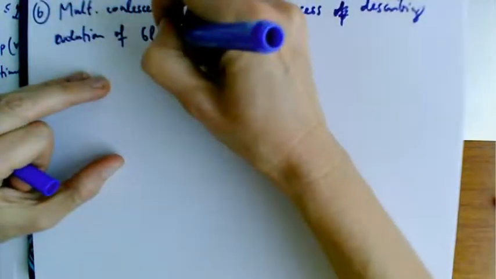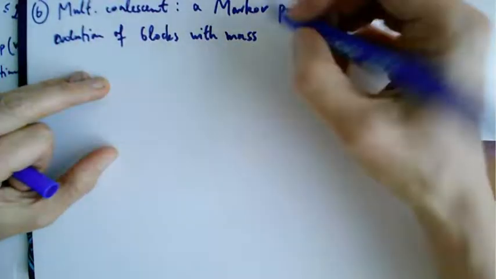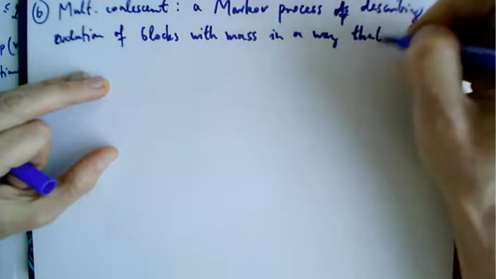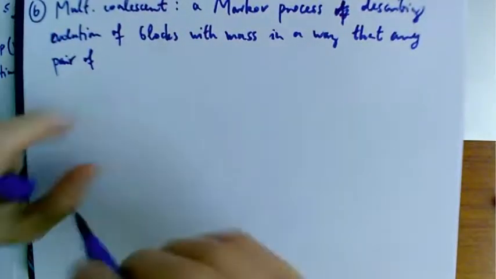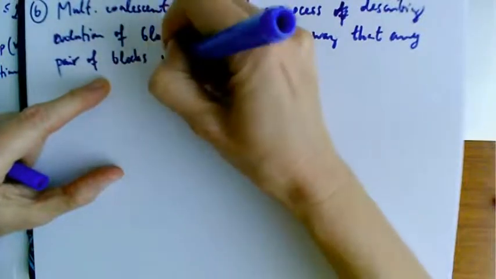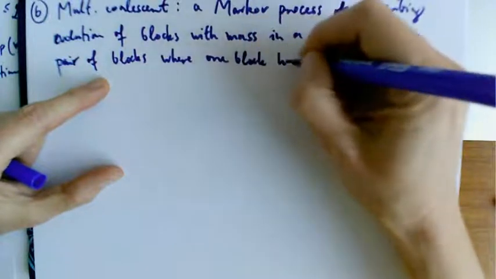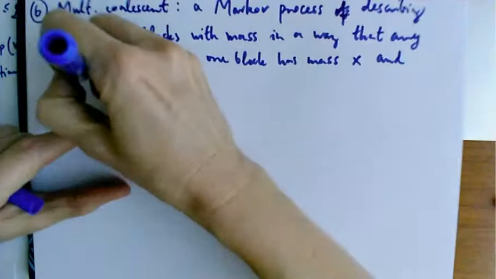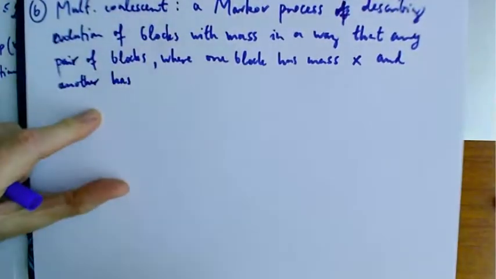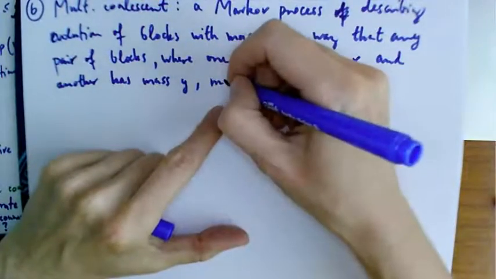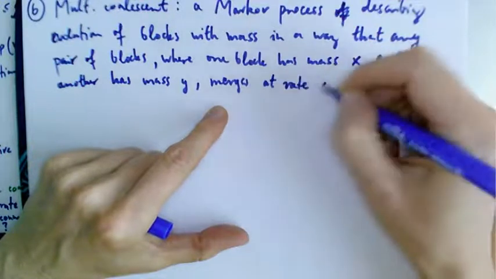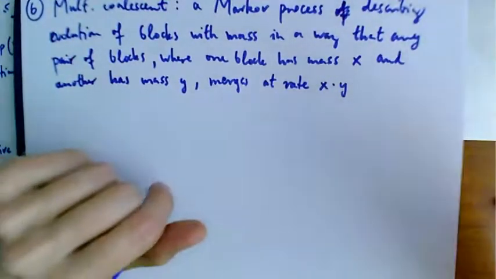of blocks with mass. So there are some blocks, and each block has mass in a way that any pair, just any pair, there cannot be a triple simultaneous merging, so any pair of blocks where one block has mass x and another has mass y merges at rate x times y, or maybe a constant times x times y, always the same constant.